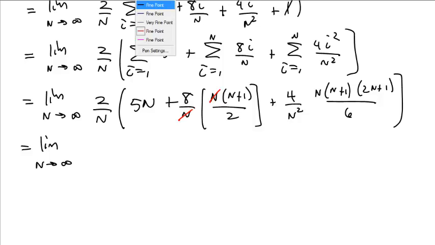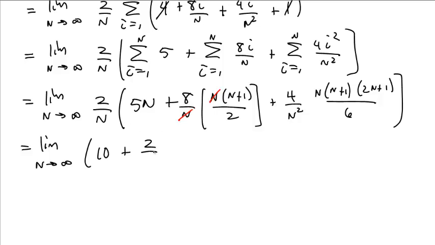Well, what have we got? 2 over n times 5n. The n's are going to cancel out. It's just going to be 10. Then 2 over n times 8n plus 1 all over 2. Well, those 2's are going to go away. Can't cancel out too much more at this moment.